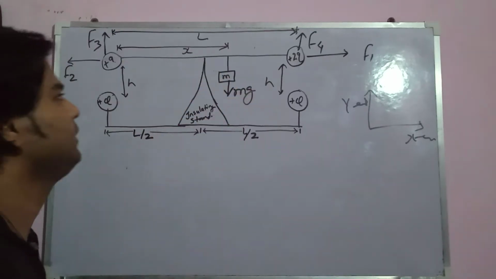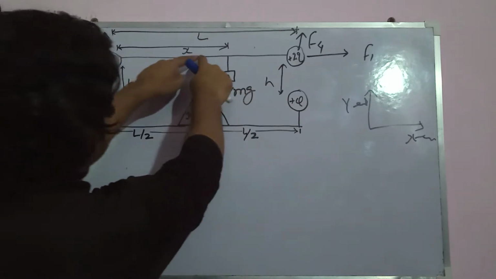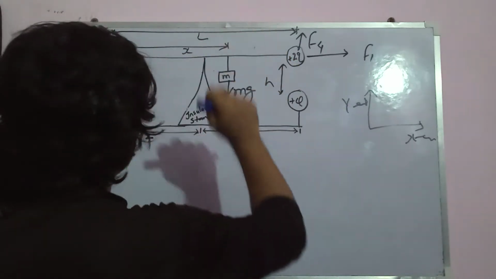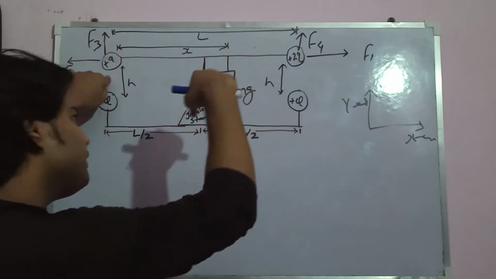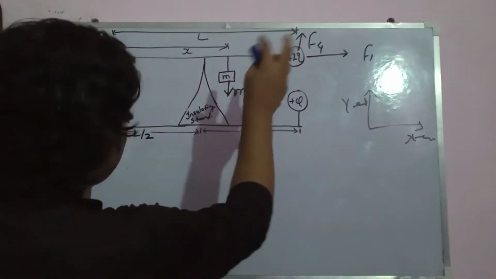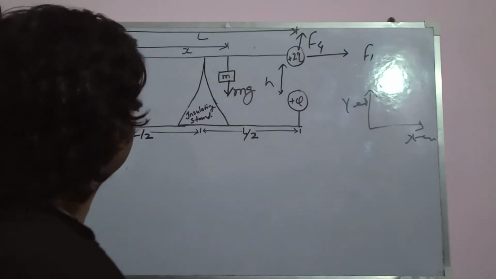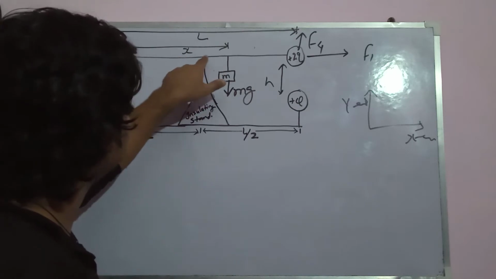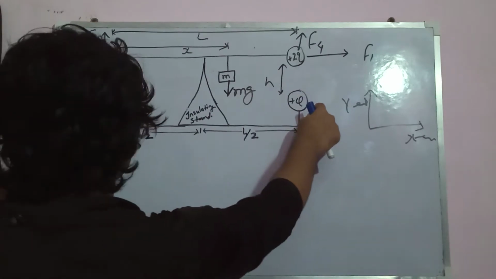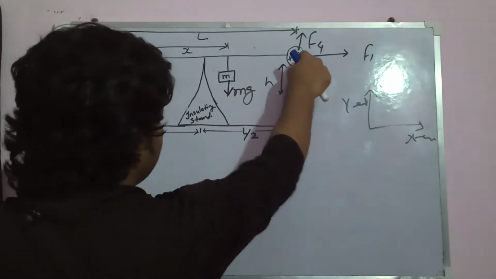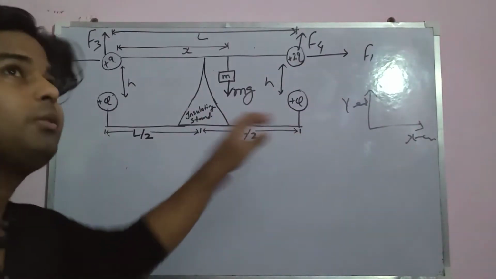This is our setup. This is an insulating stand. This is an insulating rod having length L. There are two charges: one is positive small q and the other is positive 2q, mounted at the ends of this rod having length L. It is placed at a distance L by 2 over the insulating stand. There are two equal charges beneath these charges, parallel to the insulating stand.